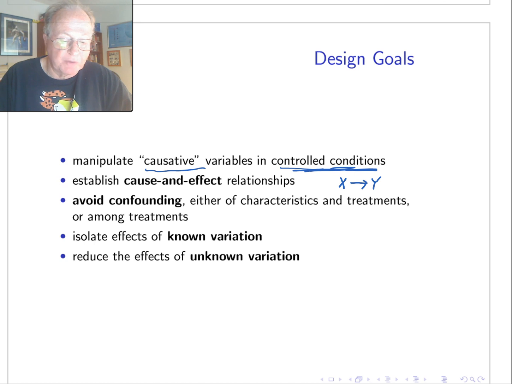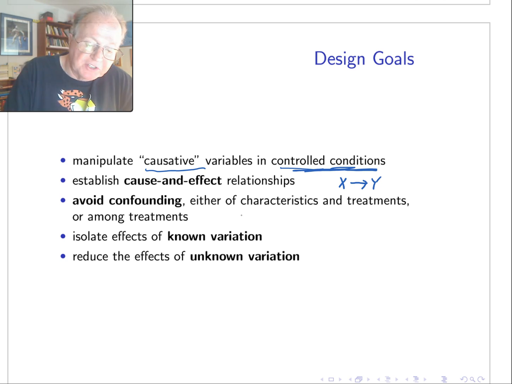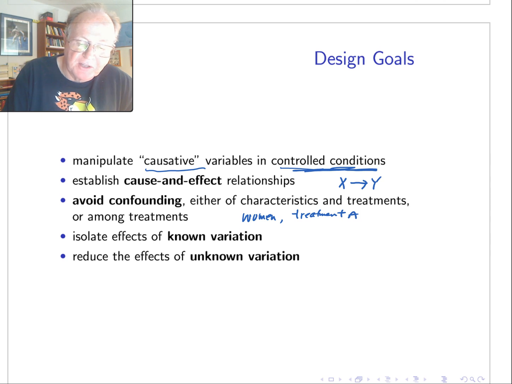Design has several goals. The first is to avoid confounding, either of characteristics in treatments or among treatments. For instance, if I had an experiment where many of my subjects were women, but only the women were given a certain treatment, we'll call it treatment A, then any effect may be attributed either to the treatment or simply to the fact that the subjects were women. That's confounding.